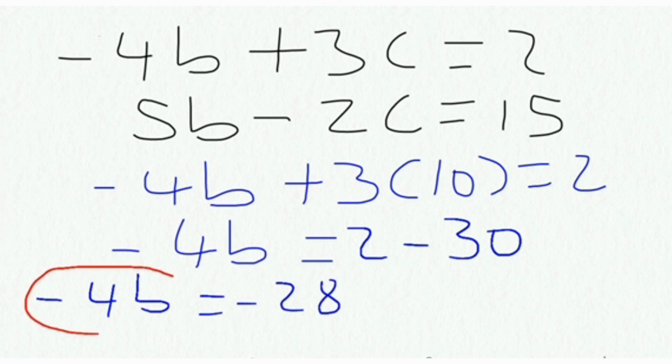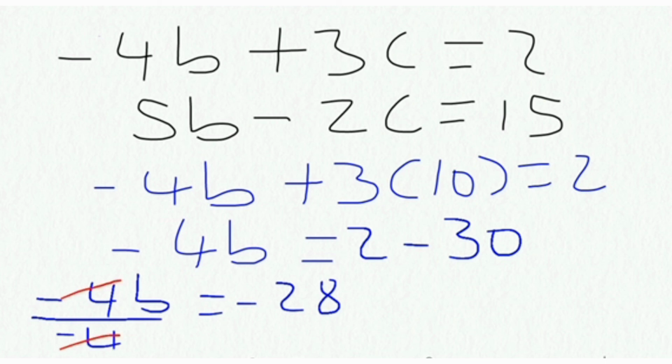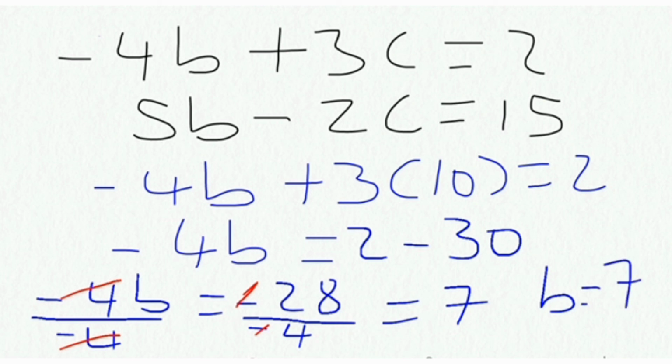Look at the sign between negative 4 and b, that's a multiplication sign, and the opposite of multiplication sign is division. So we have to divide both sides by negative 4 to get the value of b. Divided by negative 4, divided by negative 4. Negative divided by negative will cancel out. 28 divided by 4, that is going to be 7. b is equal to 7.